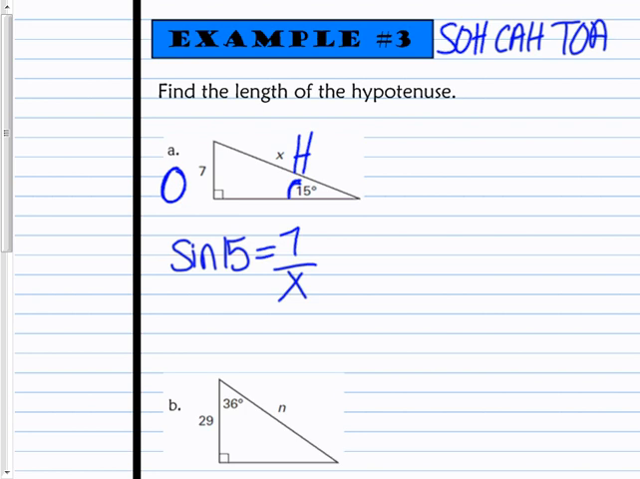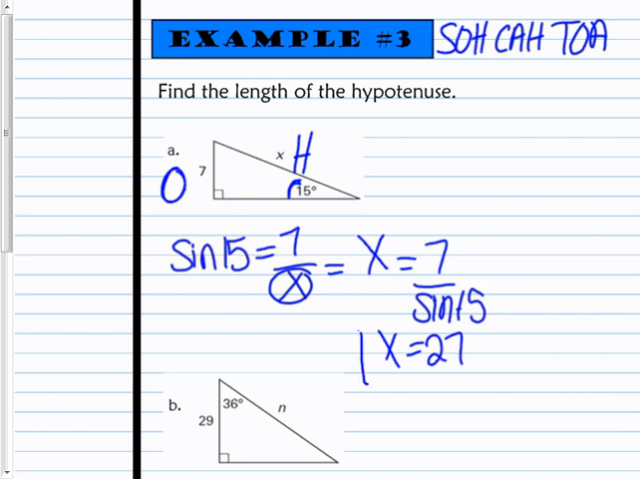Opposite over hypotenuse. Remember, we talked about if x is in the denominator, we can rewrite it by saying x equals 7 over the sine of 15. So we solve that. 7 divided by 15 sine. Press the equals button. Let's run it to the nearest whole number. So x equals 27. So the length of the hypotenuse is 27.